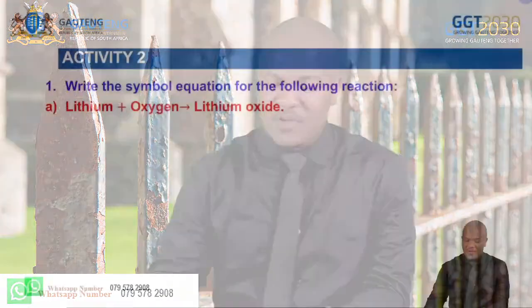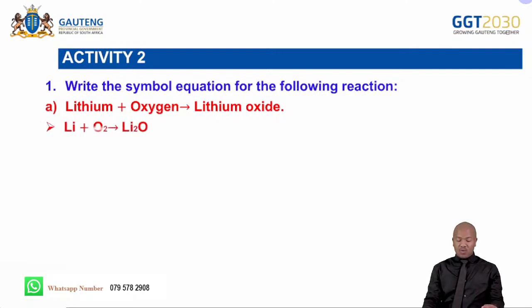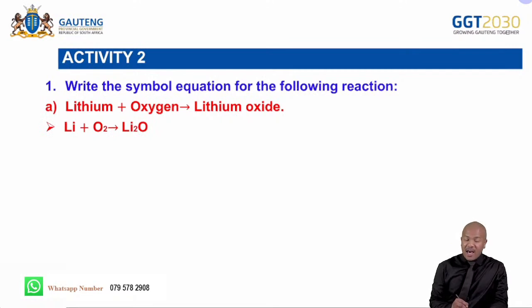Welcome back, grade 9s. I hope you're enjoying these activities, right? Let's look at the solutions then. You had to write the symbol equation for the following reaction, right? Which is lithium plus oxygen forming lithium oxide. Your answer is supposed to be Li plus O2 forming Li2O, right? Lithium plus oxygen forming lithium oxide, right?